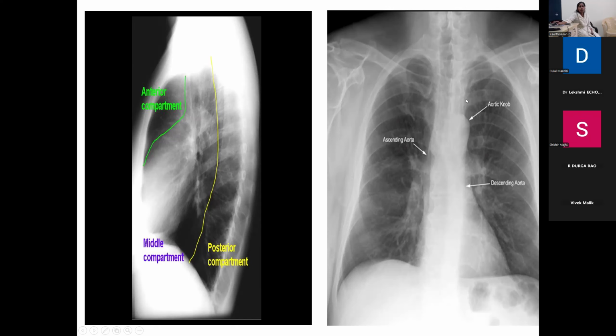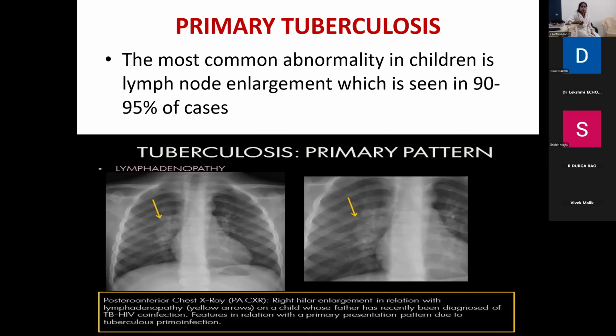Apart from that, I've already told you about the aortic knob, the descending aorta, the ascending aorta. All these, and the right heart borders, all form the right and left heart borders from the mediastinum.